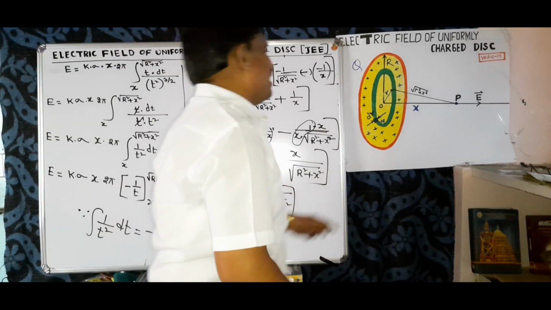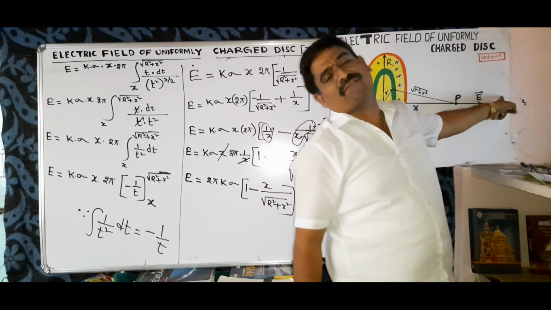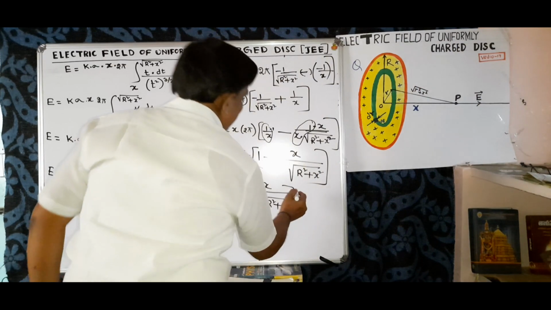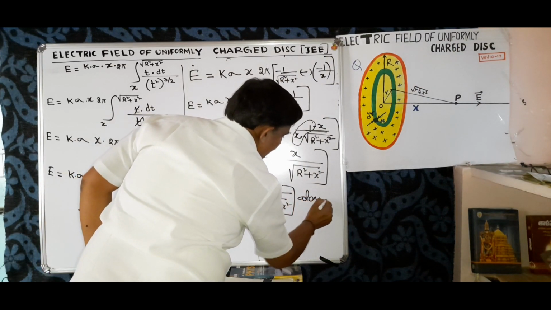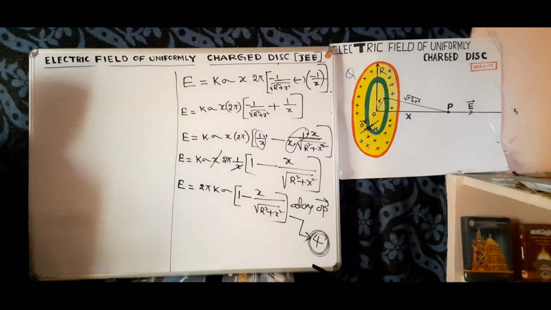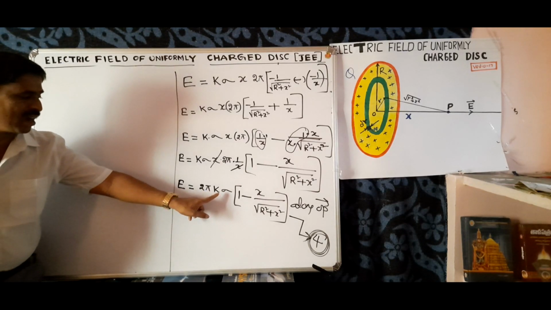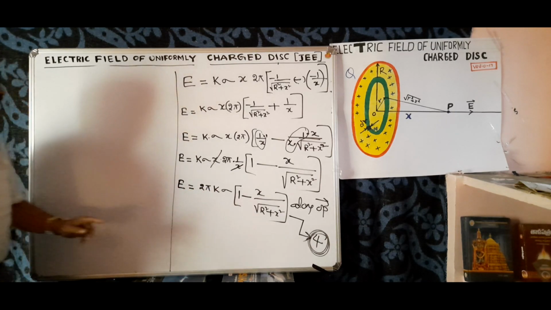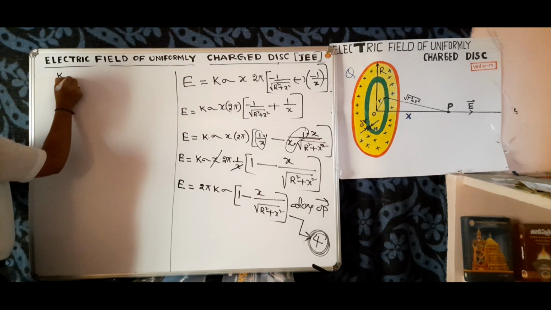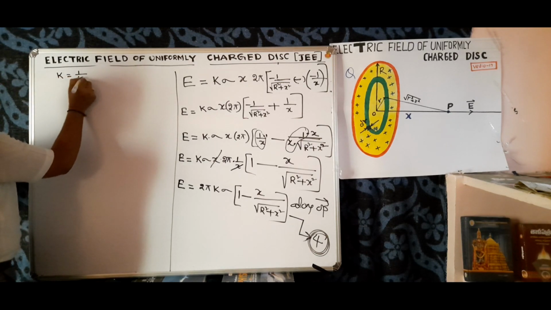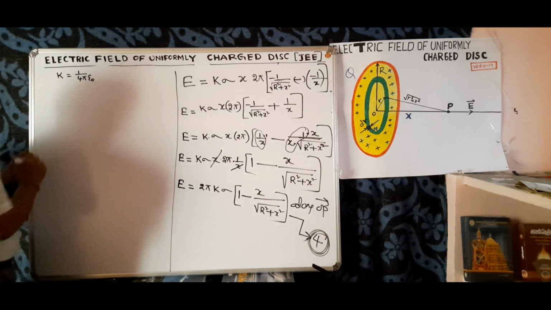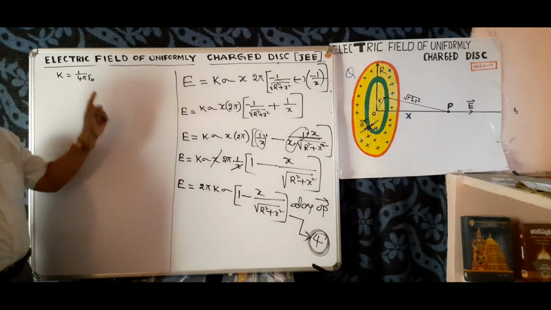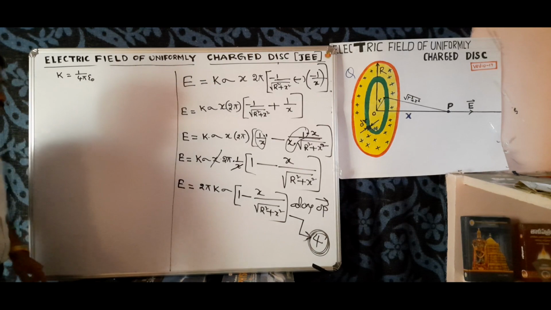The direction is along the axis of the disk, which is perpendicular to the plane of the disk, along OP. K is a constant. K is equal to 1 by 4 pi epsilon naught. It is a constant. Now I am substituting this value in this equation.